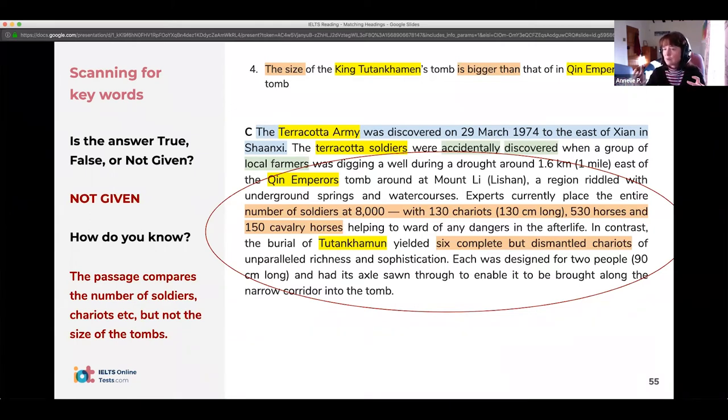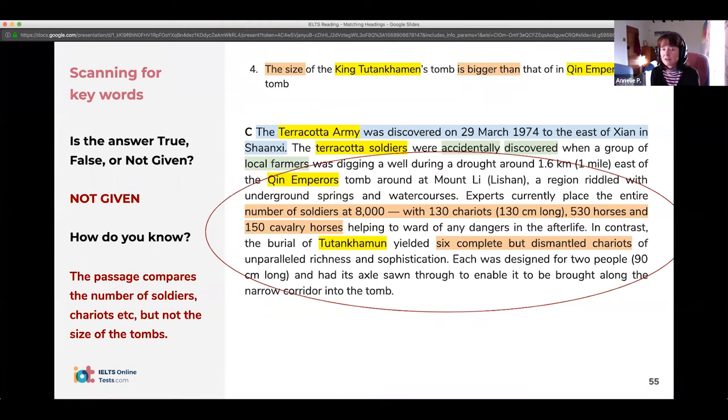To be false, it would have to have contradictory information. So it would have to say that it was smaller than. You would have to have some kind of expression that meant smaller than. Smaller than cannot be bigger than. They're definitely opposites, so that's going to be false. For not given, you cannot say whether it's true or false. You just don't know.